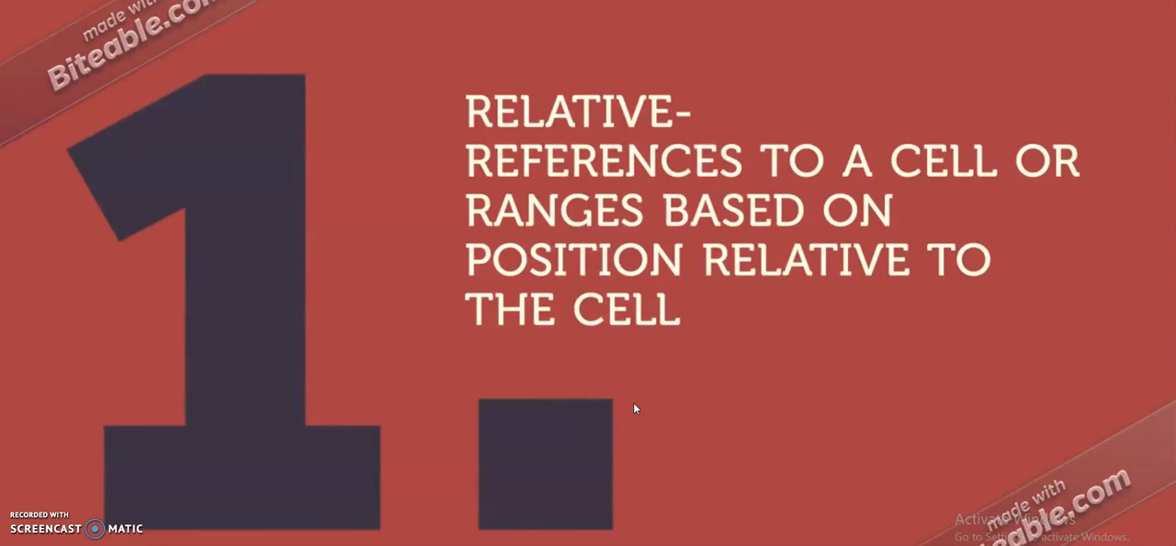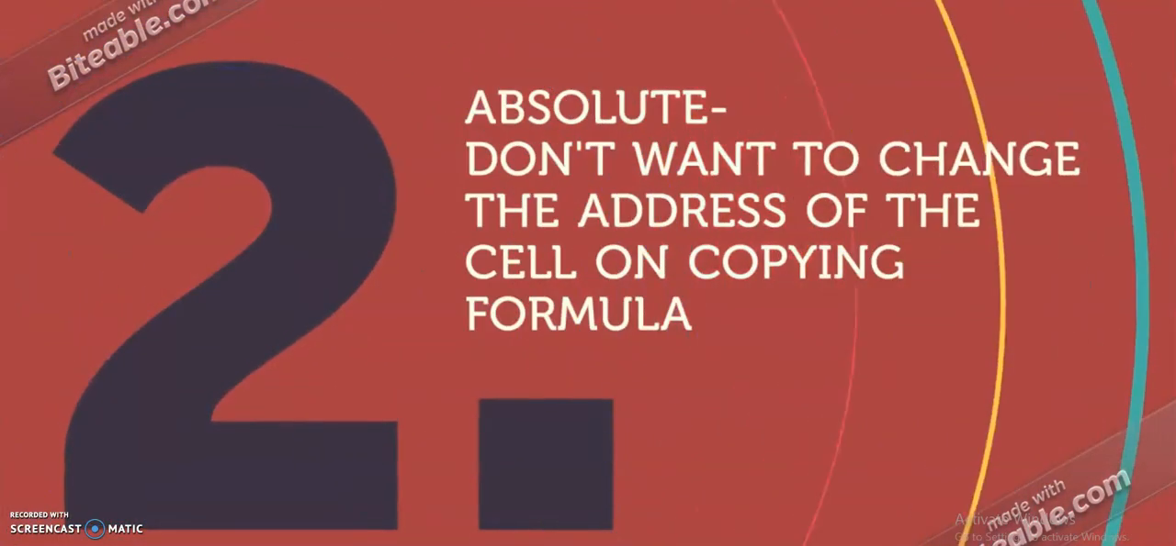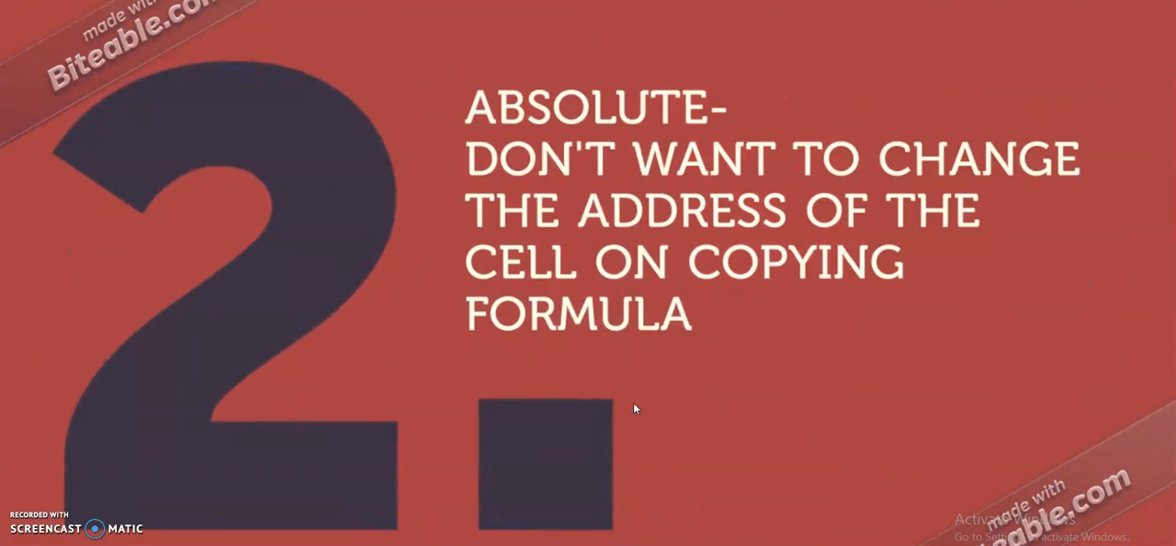Next one is absolute reference. Absolute reference is used when we do not want to change the address of the cell on copying the formula to another cell. To make absolute reference of a formula, add $ sign before the column and row number.